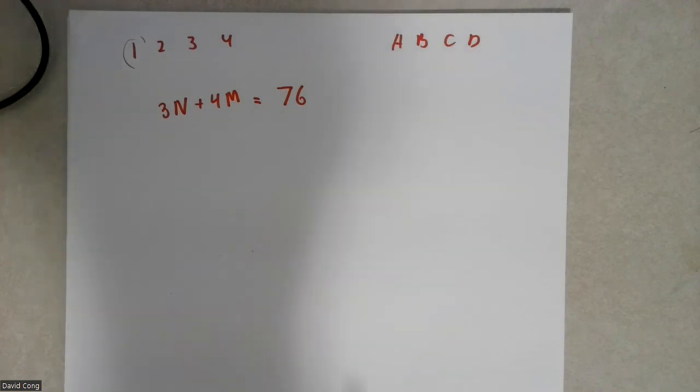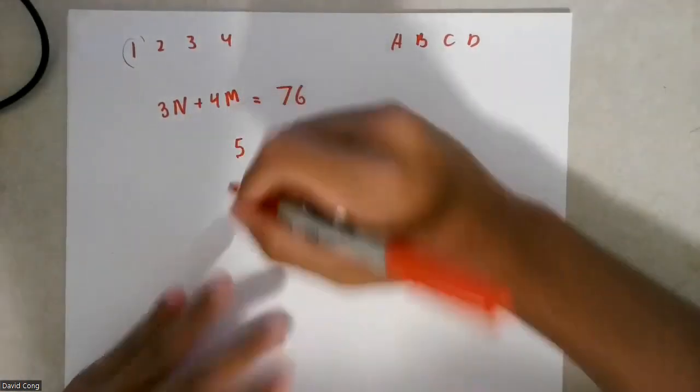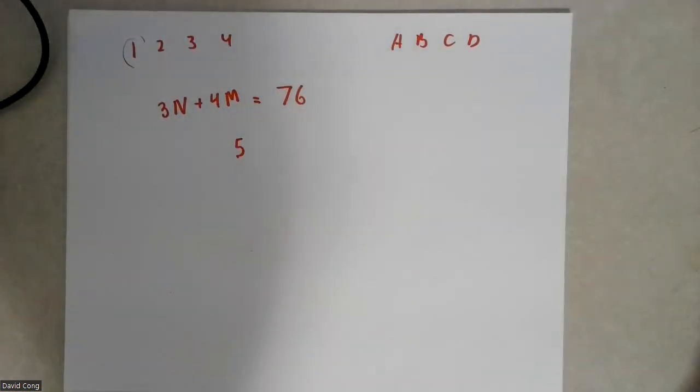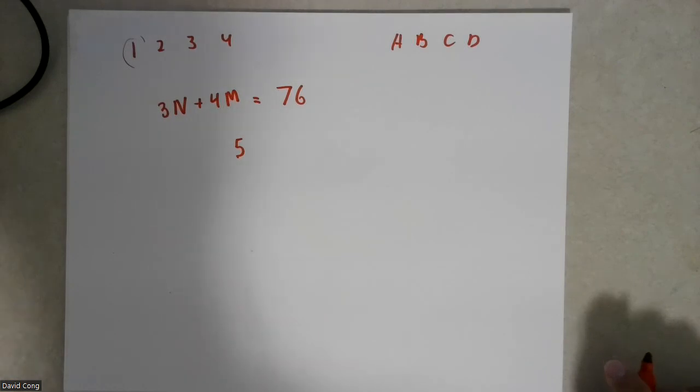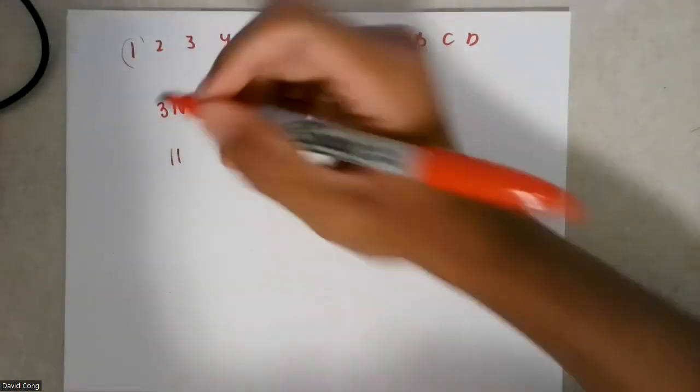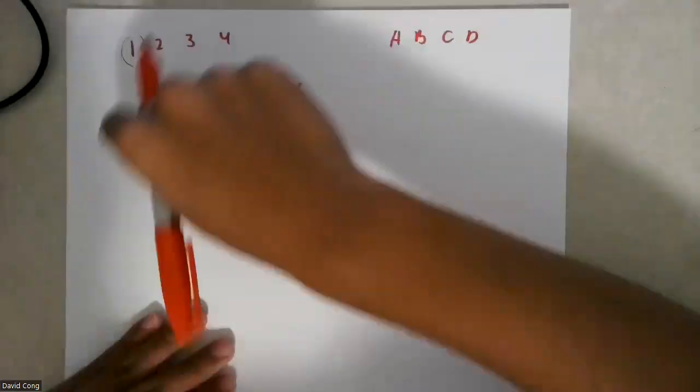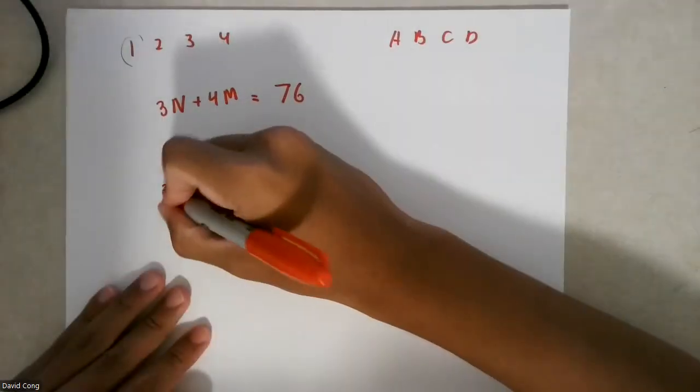Okay? And what else do we know? M is greater than 4, so the smallest m can be is 5. And n is greater than 2m, so the smallest n can be is 11. So let's test the smallest case and see what this gets us.